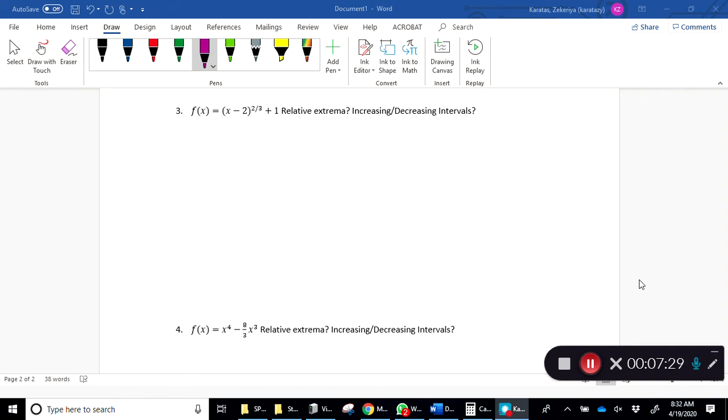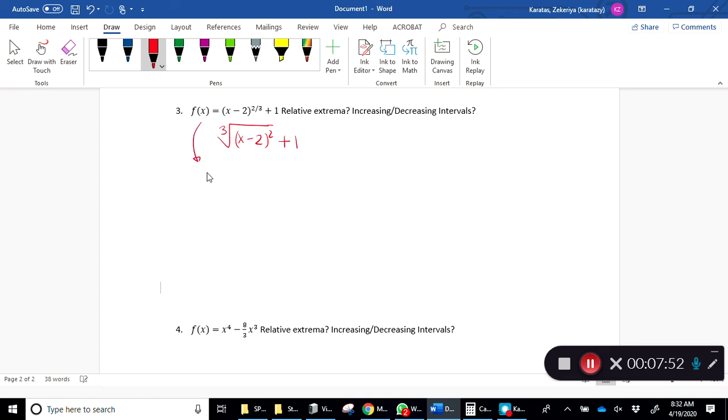So now next, let's continue with another example, which is a radical function, because you can easily write this f as the cube root of x minus 2 squared plus 1. You see, that's a radical function.